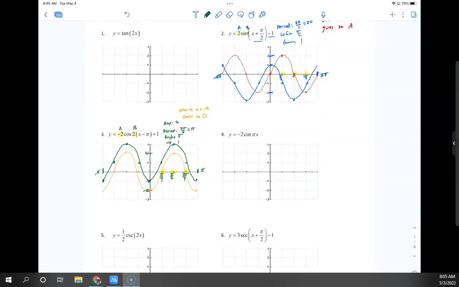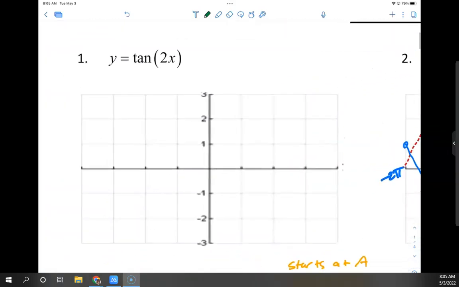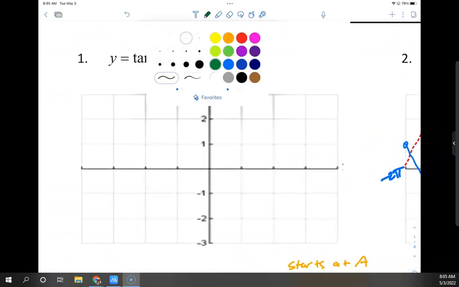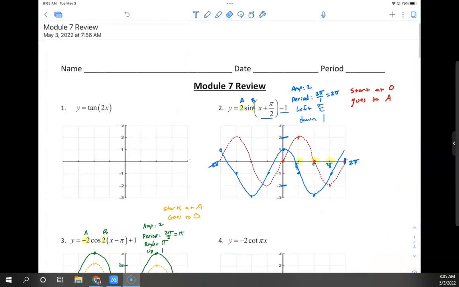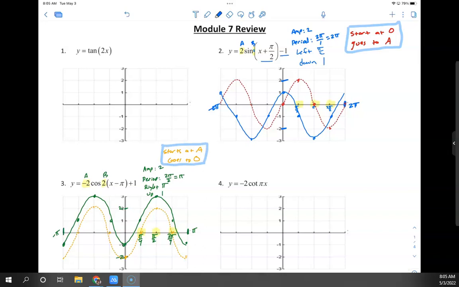Let's say same thing, different numbers. Maybe different numbers. Maybe the same numbers. I don't know. Let's do tangent next. Okay. Here's how I remember tangent. There's two things you got to remember. For everything, there's two things you got to remember, okay? I'm going to highlight these here. Starts at 0, goes to A. Starts at A, goes to 0.